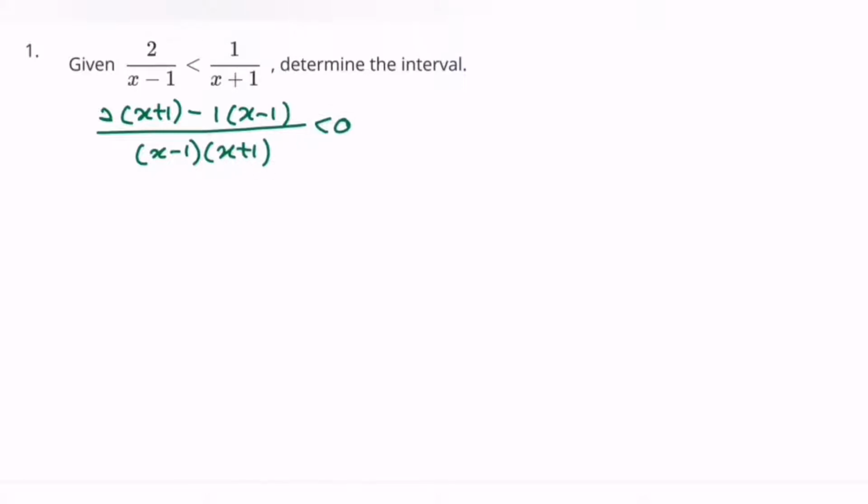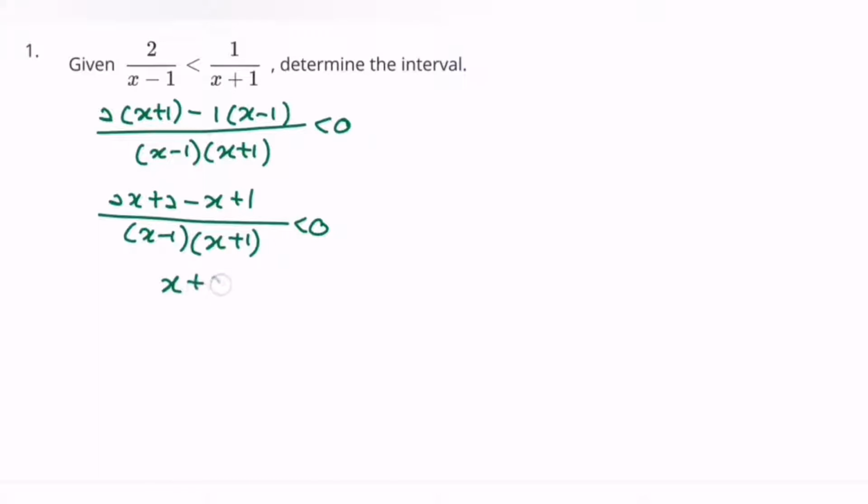Next is to focus on the numerator. So kindly expand the situation. So we have 2x plus 2 minus x plus 1 over (x minus 1) multiply with (x plus 1). So do remember, do not expand the denominator. Next is to simplify the situation and we will have (x plus 3) over (x minus 1) multiply with (x plus 1) less than 0. So notice that this is the simplest form.